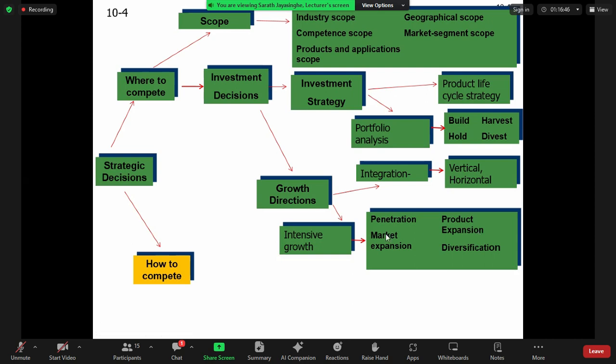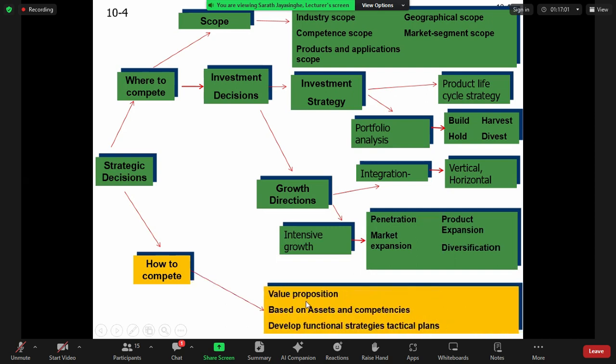And market expansion, you can go for some kind of geographical or demographical market. And diversification, normally we do not consider it as intensive growth, so it goes as a different strategy. And then how to compete. Value proposition based on assistant competencies, and develop functional strategies or tactical plans.